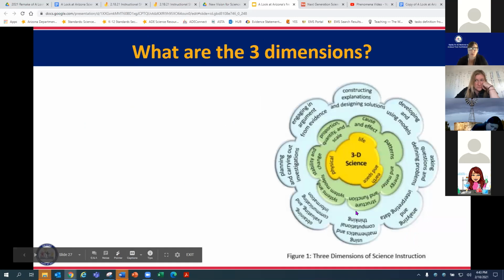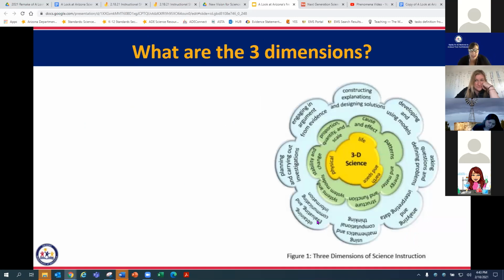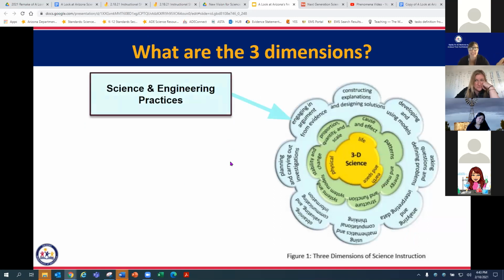And here's a visual representation. This is called the pinwheel. And the outside is one dimension in blue. Those are called the science and engineering practices. These are how we engage students in making sense of what we call phenomena, which are naturally occurring events that happen in the real world all the time. And so there are 8 of them.